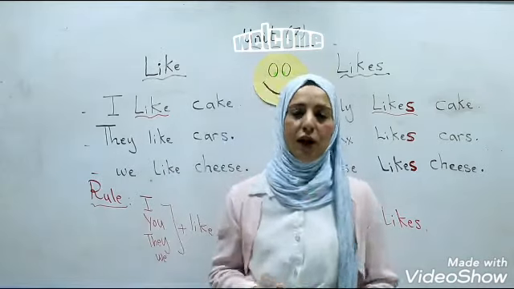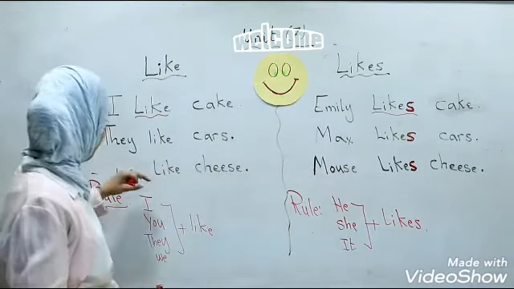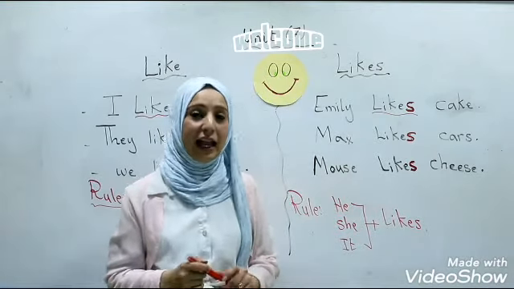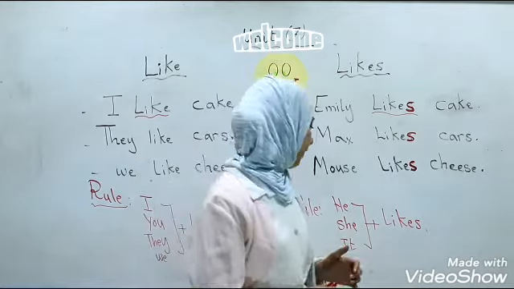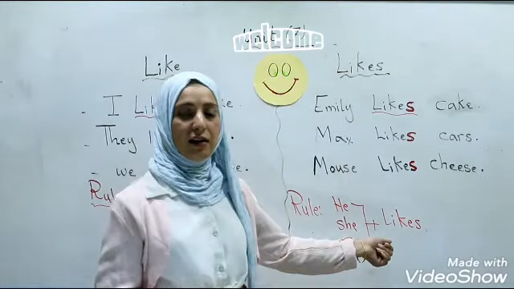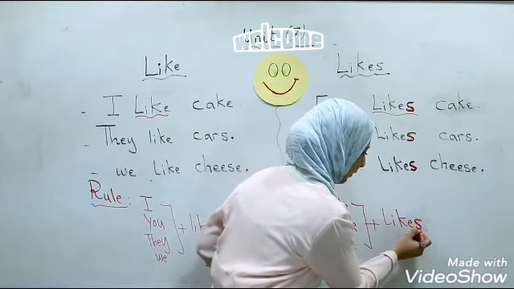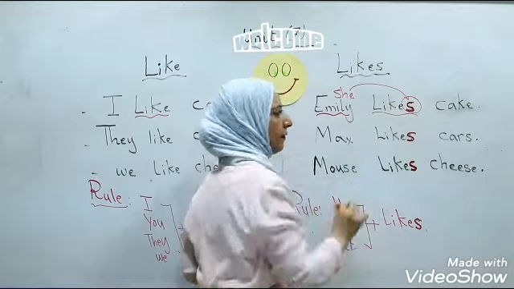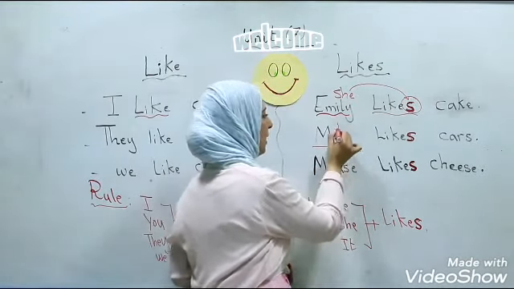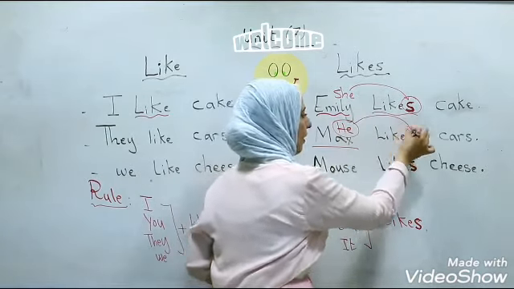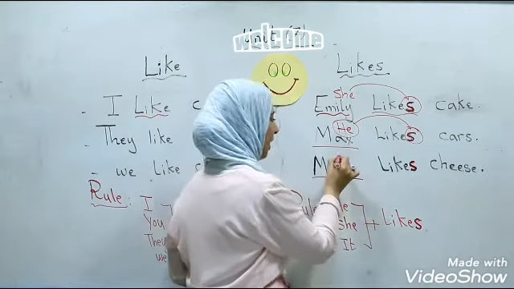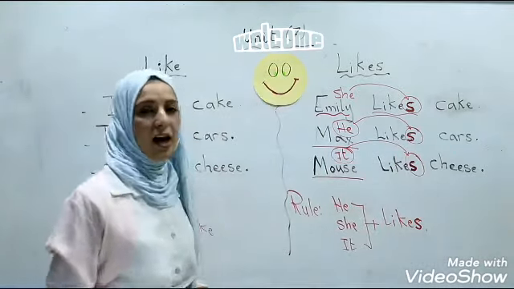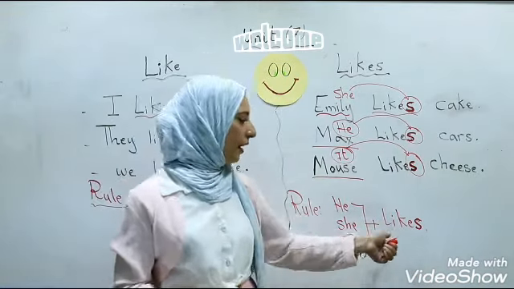Now, I want to tell you the rule. The rule for like is the pronouns I, you, they, and we don't take S: like. But with pronouns he, she, it, likes with S, we will add S. So, Emily is a girl. She takes S. Max, he is a boy. He takes S. This is the rule. Mouse, it. And it takes S.